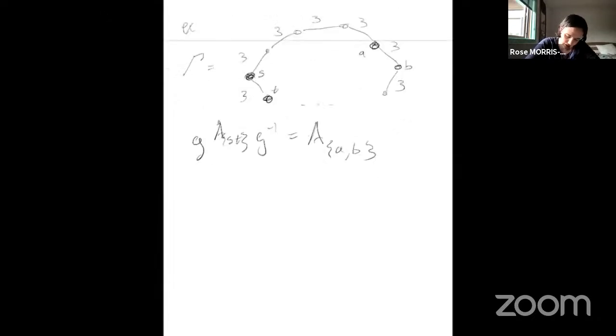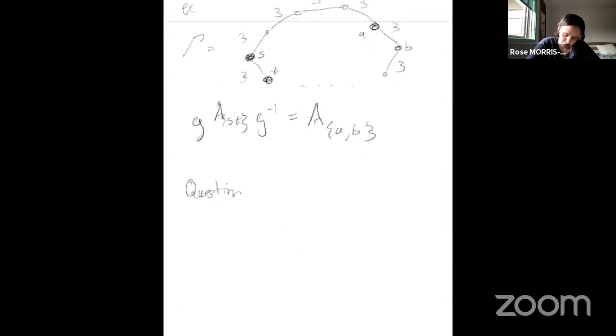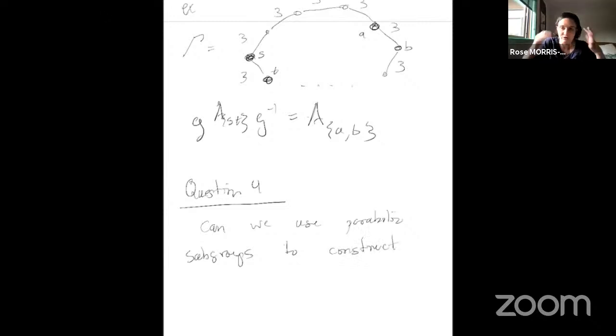Let's see. And then the last question that I want to spend the rest of the time talking about, what question number are we on? Maybe we're on question 4. Can we use parabolic subgroups to get some sort of hierarchical structure for Artin groups? So to construct, I'm going to put it in quotes here, a curve graph for Artin groups.